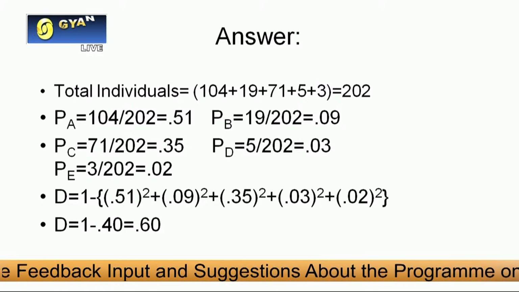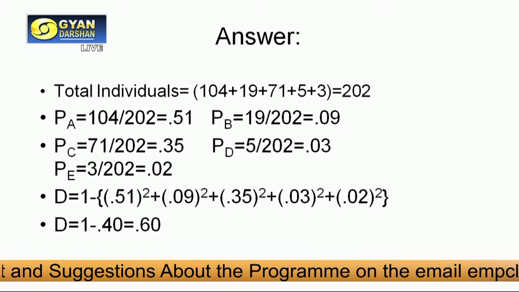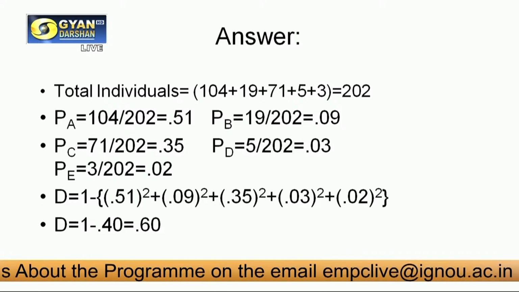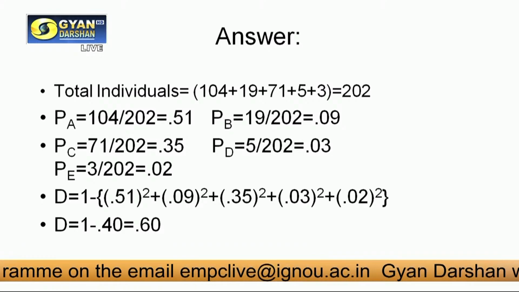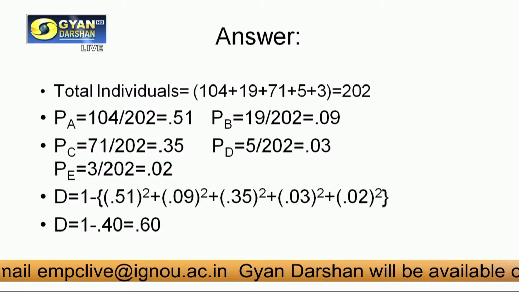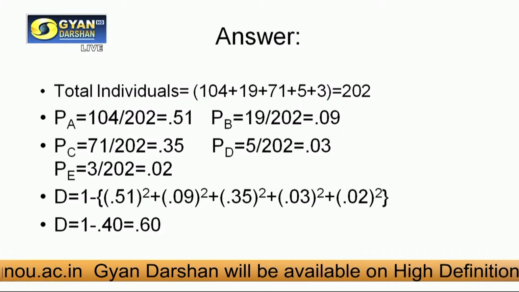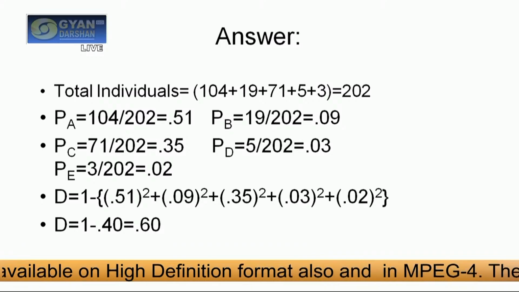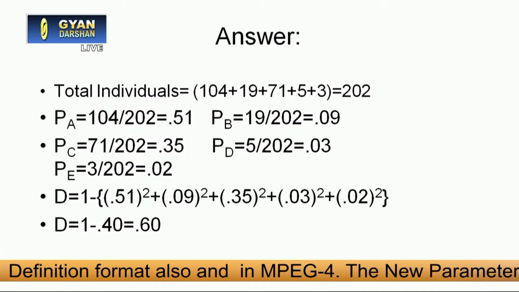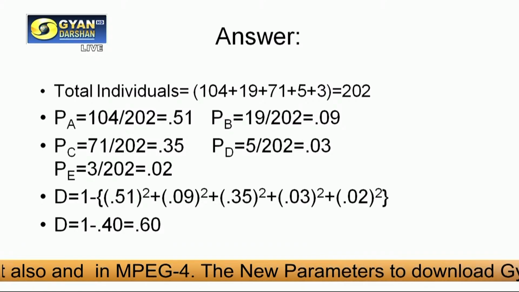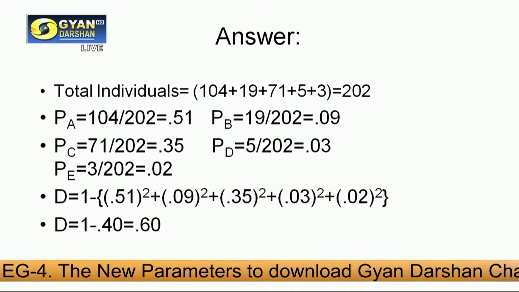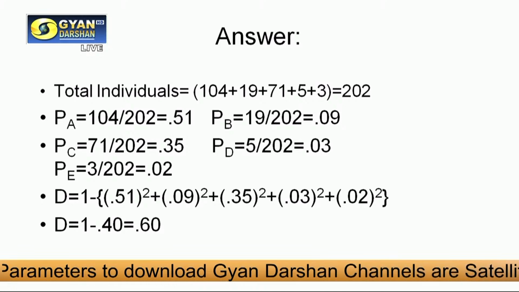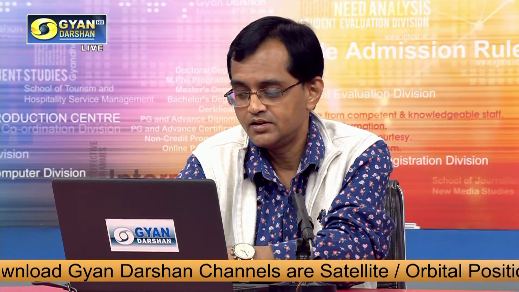the P squared. But how will you get this P value? Individual number divided by total, 104 divided by 202. Then for small p, 19 divided by 202. So you get these values, and then you put it square, whole square. 1 minus individual whole square. Okay. So when you subtract it, that is 1 minus 0.4, you get 0.6. So this is how you actually calculate the Simpson's diversity index, which gives an estimate of the species diversity.